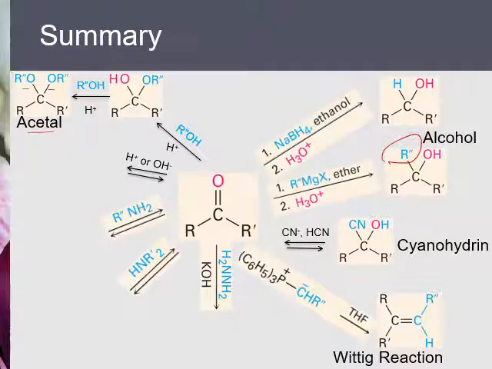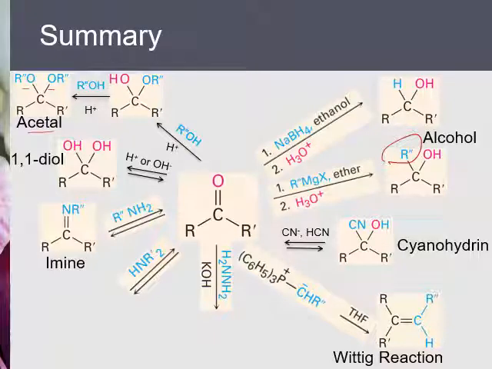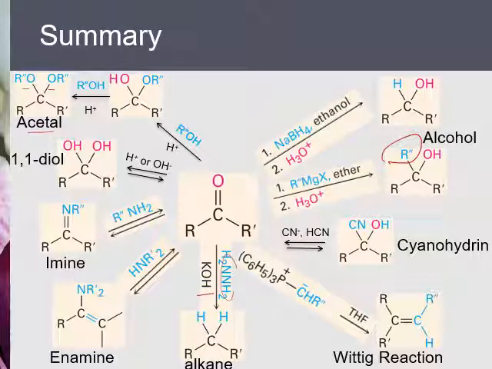For water, the hydration reaction gives you a 1,1-diol. Primary amine gives you an imine. Secondary amine gives you an enamine. A special primary amine is hydrazine. When treated with hydrazine and a strong base, the product converts the CO double bond into two CH bonds, and that's an alkane.